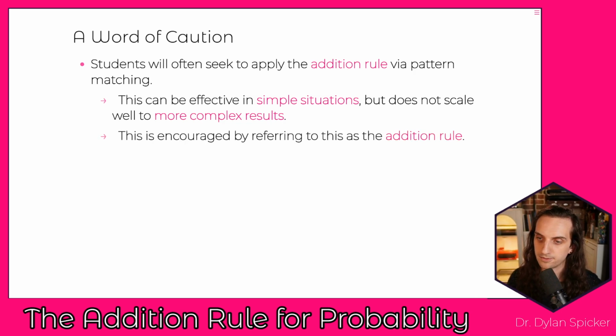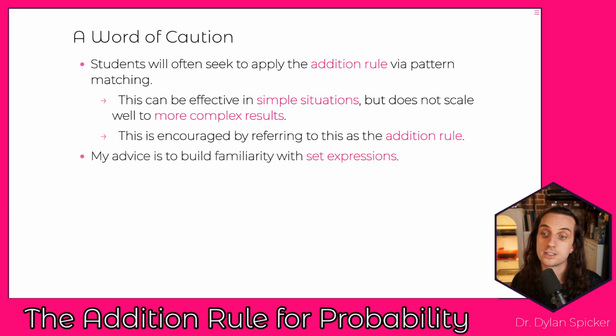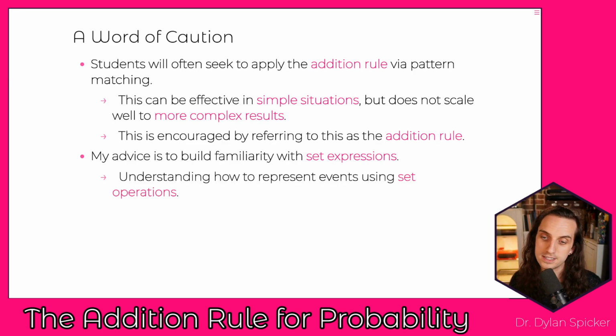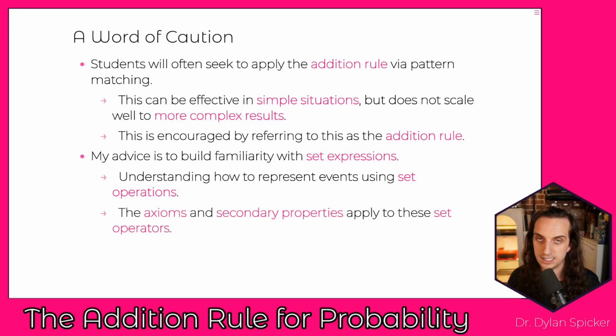That's going to lead to much more rigorous answers and answers that are correct more frequently. I think that this is encouraged by referring to this as the addition rule, where often we're then thinking, is this a case for the addition rule? Yes or no? If not, what's the other rule that we're using? Rather than thinking about the principles that are underlying this. My advice is actually to build familiarity with the set expressions. Understand how we can use set operations to represent our different events, and then understand how probabilities decompose over those set operations. The axioms of probability and the secondary properties of probability apply to these set operators.